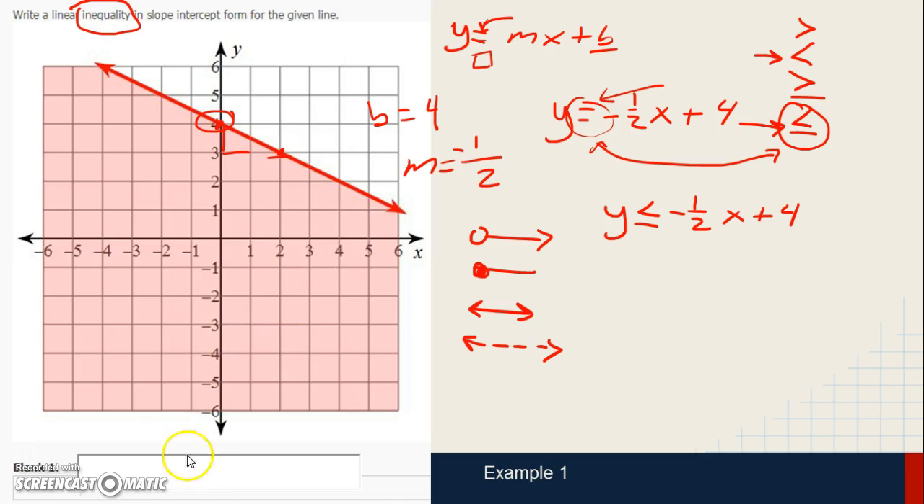I'll close it out for us. So we come down here and type in y less than or equal to negative, and now you can either put 1x, since it's a fraction you can write the 1, or you can just put x divided by 2 for the slope, and then our y-intercept was 4.